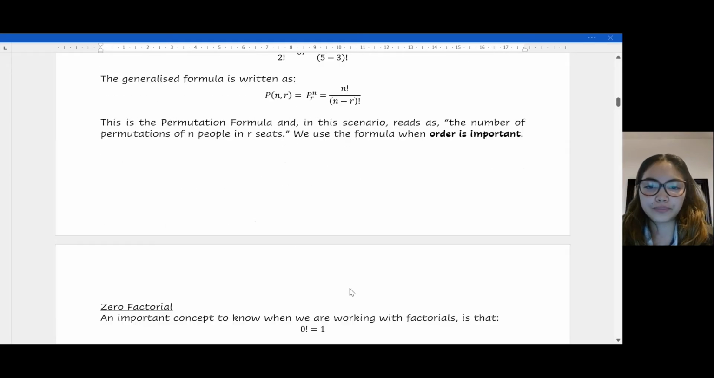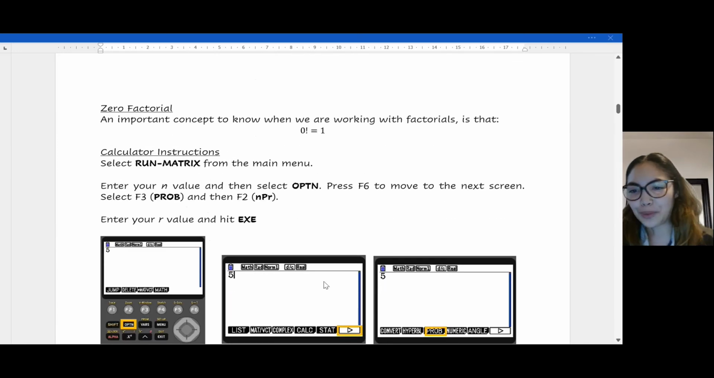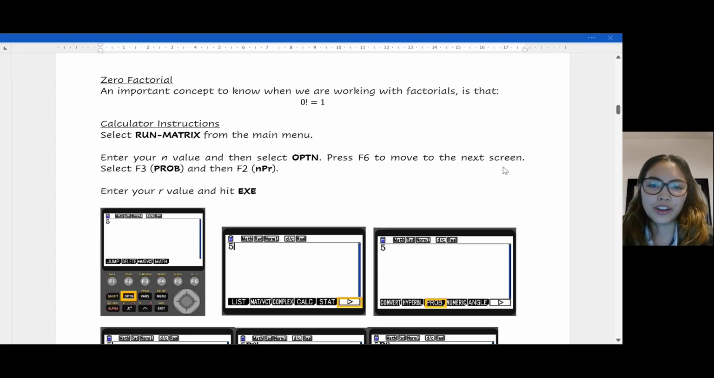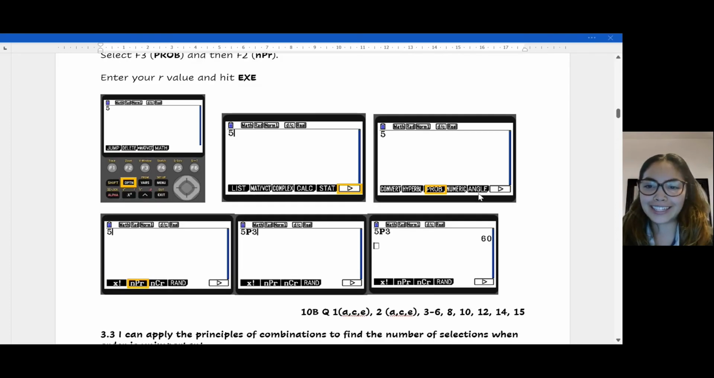But really, to make it so that our factorials don't break, we just say that for all 0 factorials, it's just equal to 1. And of course, down here, a little bit further on, you can see that we've also got our calculator instructions, but I will not go through this. I'm sure you can have a look and see how to do this yourself.